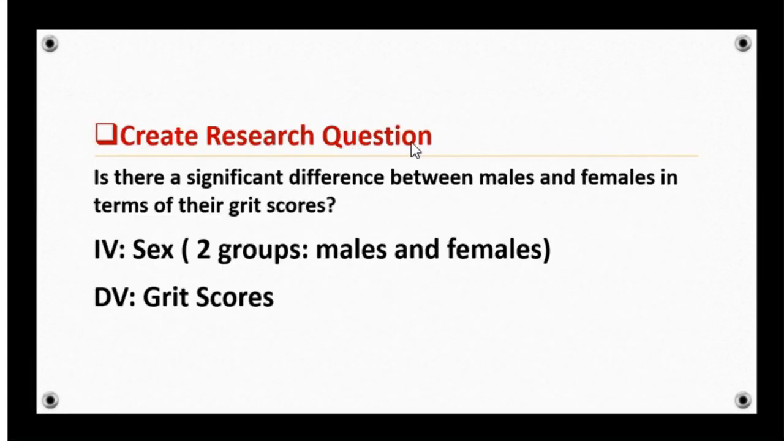To create a research question, we have here independent variables and dependent variables. So I came up with the independent variable, which is sex. The two groups are males and females, and the dependent variable, the grid scores. Now the research question will be: is there a significant difference between males and females in terms of their grid scores?